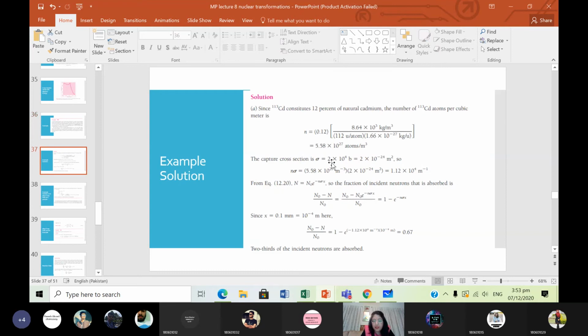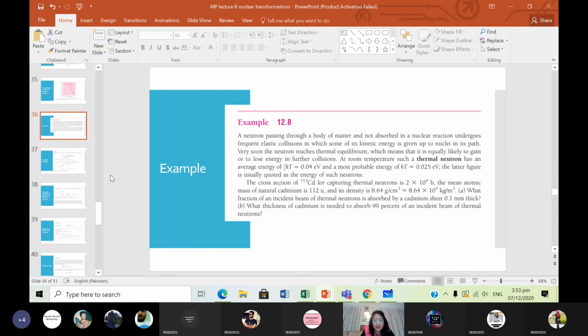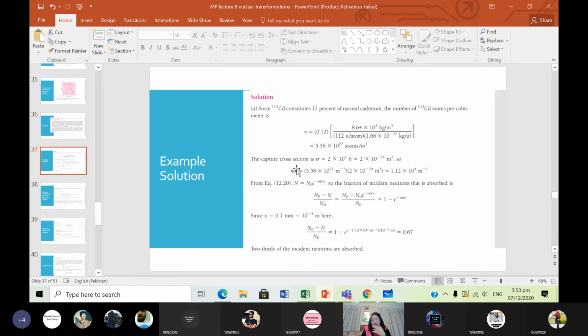So then we have the capture cross section is 2 times 10 raised to the power 4 barns, which we already had. So we write that in meters. So n sigma is what we want to find now. So n is this number, and we have sigma here, so we multiply them. And then we have this formula here, N is equal to N naught e power minus n sigma x.